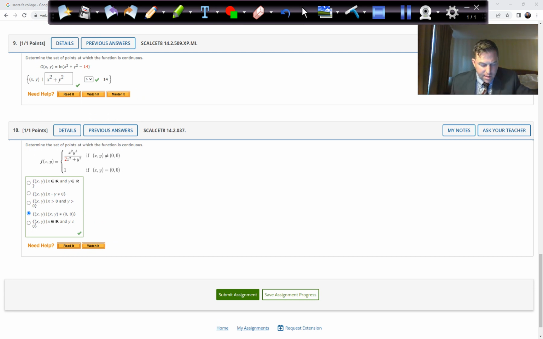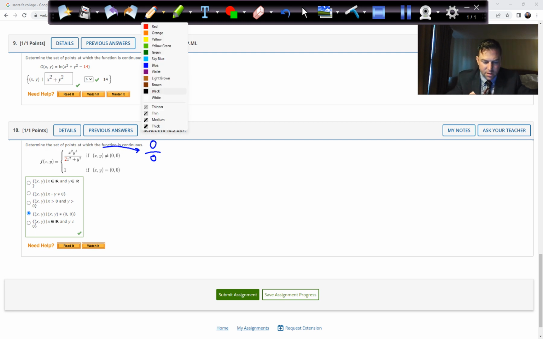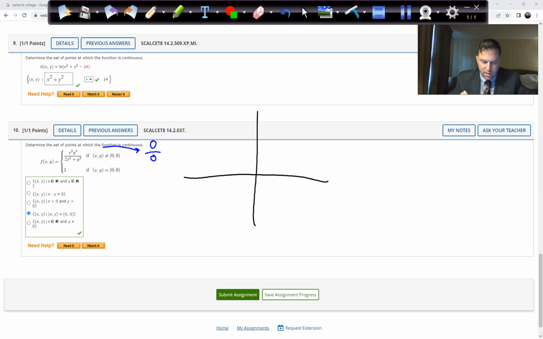So it is defined everywhere, but maybe not continuous. So the only way that this could be continuous is if this function has the same value at this point 0, 0. So clearly, if you plug in 0 for both letters into this function, you get 0 divided by 0. So what happens is this function at the origin, so right here at the origin, it is defined at the origin to be 1.